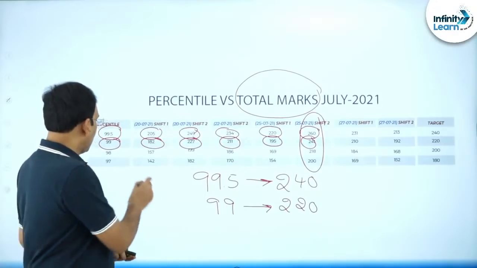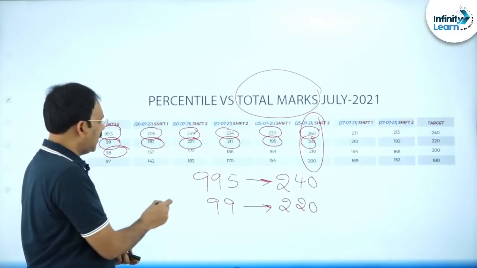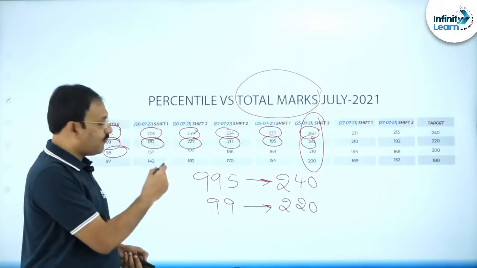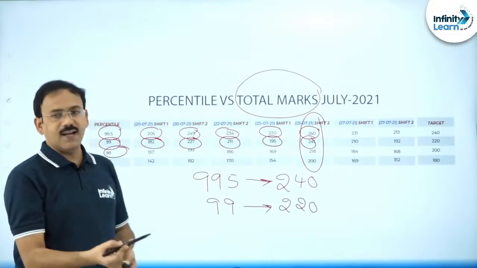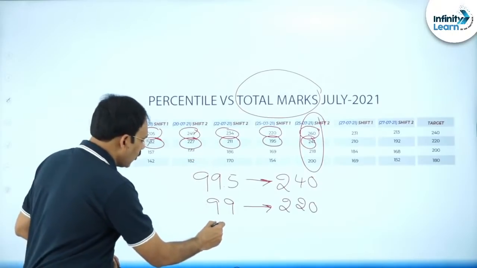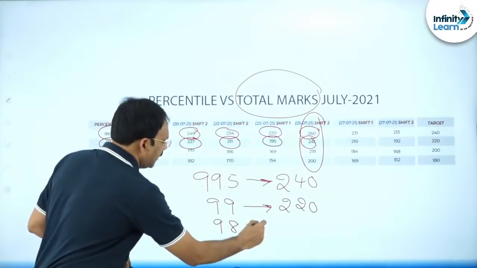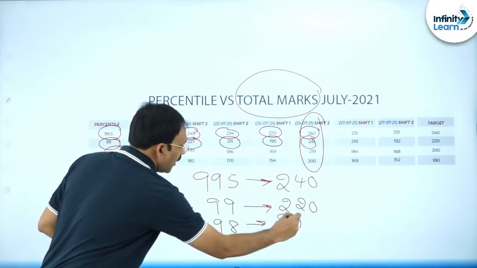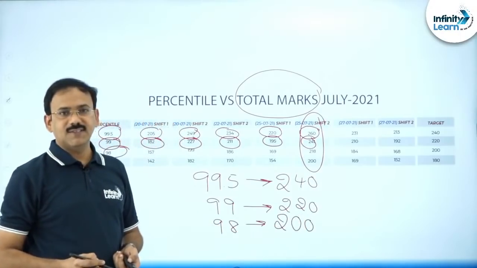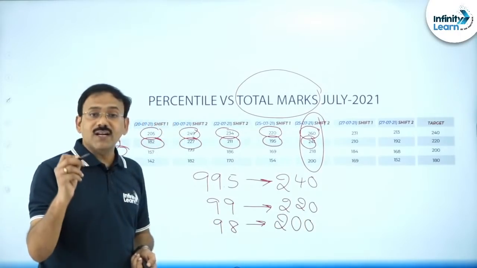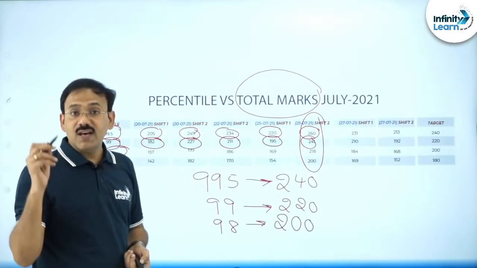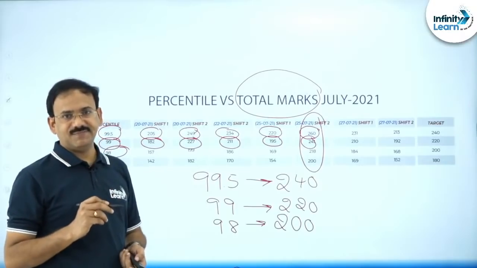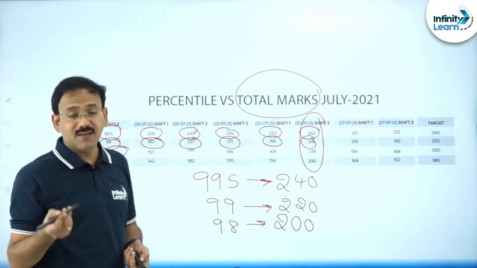In the same way, for 98 percentile, this is 157, 199, 186, 169 like that. For 98 percentile, you have to get 200 marks approx. You see friends, even though you get 98 percentile, your rank is going to be around 20,000. 20,000 is a big rank.